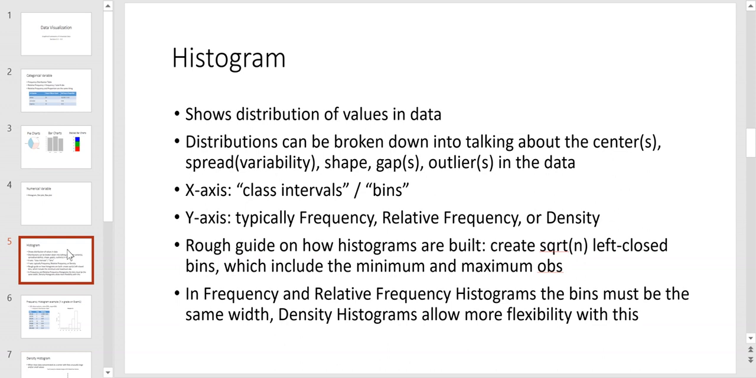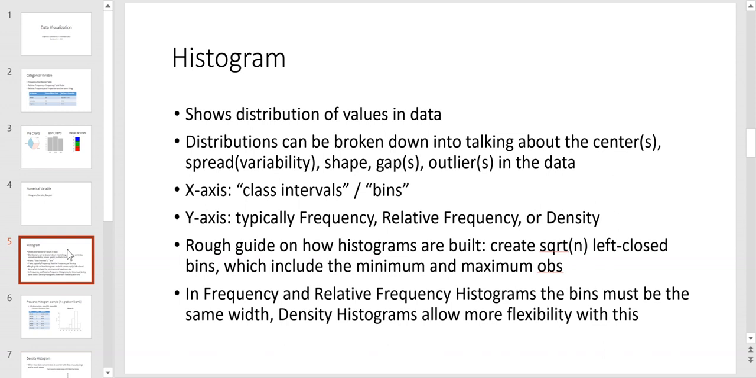Distributions can be broken down into talking about center or centers, spread or variability, the shape, any gap or gaps, outliers perhaps. The x-axis of a histogram is where you're going to see class intervals or bins. These bins are artificially created with some thought: ranges of values that we then use to count how many observations fall into each. When we get to an example, it'll be much clearer.